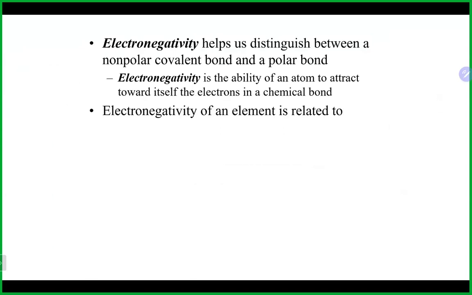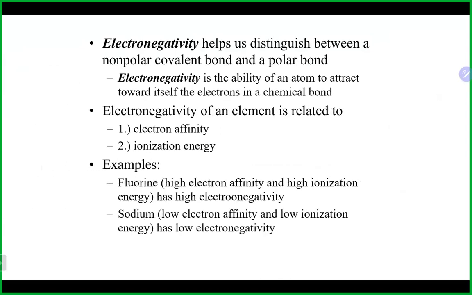So how does electronegativity help us really decide that? We're going to talk about how we can use electronegativity to really help us determine what type of bond we should be dealing with. Again, electronegativity is that ability to bring electrons towards itself, an atom. It's based on electron affinity, which again is the energy change when somebody gains electrons, and ionization energy, which is the energy required to remove electrons.